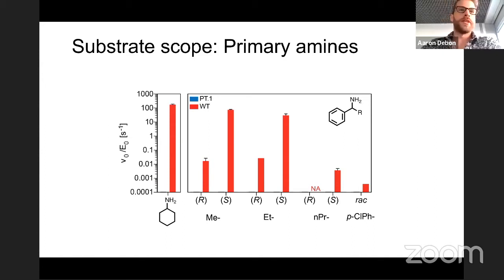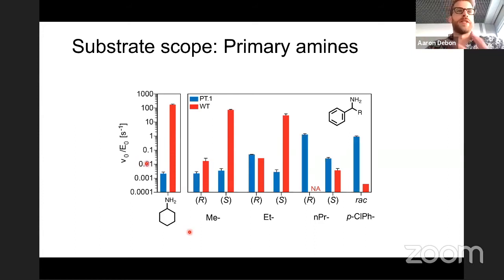What we've seen with PT1 is that we have completely changed the activity profile of this enzyme, and we've killed it for its native substrate. We also see that we diminished the reactivity towards the small primary amines a lot. But as we incorporate bigger moieties over here, we restore the activity. Also, we see a switch in enantiomer selectivity. As you can see here, we prefer the R enantiomer over the S enantiomer, and the same here.